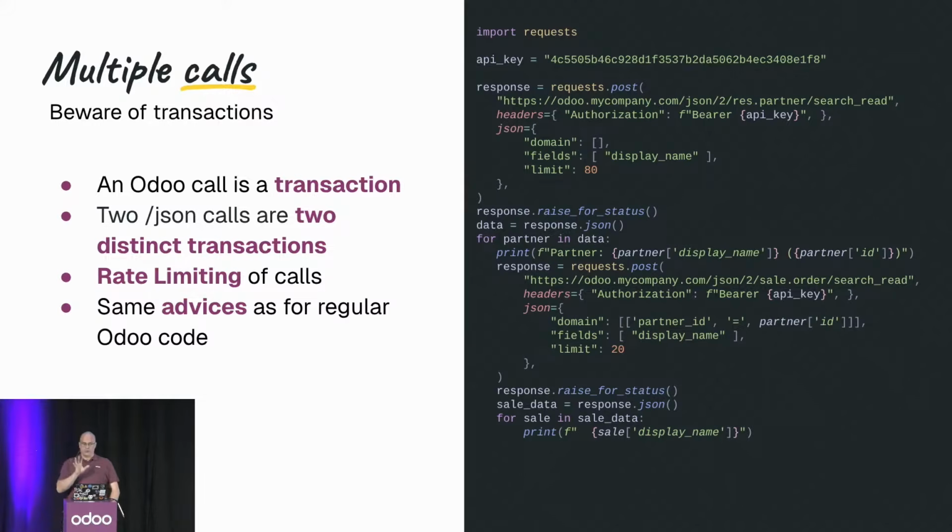In usual Odoo code, everything is done within one transaction. So if in a method call in Odoo, you create a sales order, then the lines, either the sale order with all the lines exists or nothing exists. With the API, it's not the case.